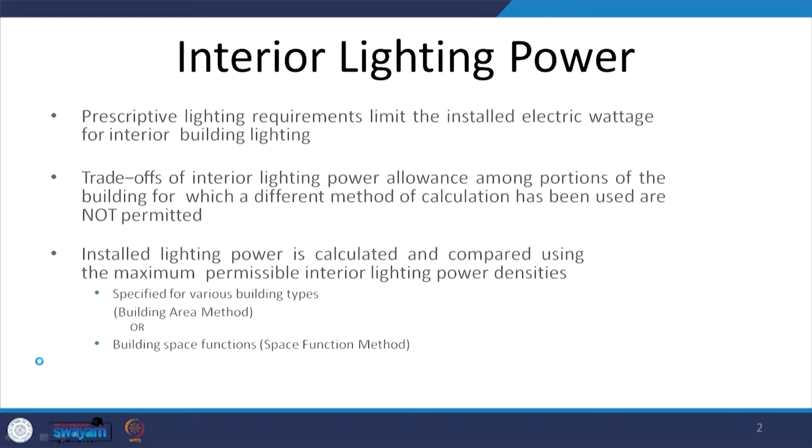Whenever we are talking about interior lighting power, we are talking about the prescriptive requirements for the installed electric wattage for interior building lighting. This implies that to achieve the desired illuminance levels, we consider how much electric power will be consumed, and that is what we call the lighting power density. So, the LPD of an overall interior lighting system is calculated.